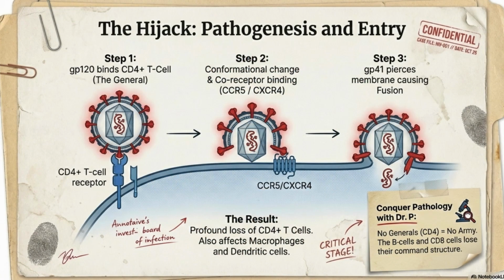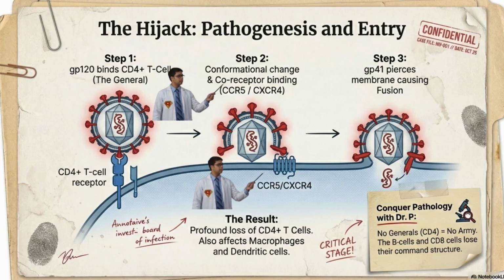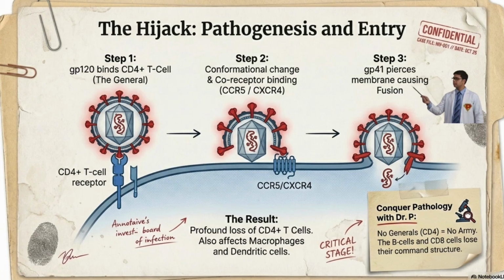How does the crime go down? We call this the hijack. It happens in 3 steps. In step 1, the GP120 binds to the CD4 plus T cell. The virus handcuffs the general. Step 2, it needs an accomplice. It binds to a co-receptor CCR5 or CXCR4. Step 3, GP41, the crowbar, pierces the membrane causing fusion. Once inside, it uses reverse transcriptase to rewrite the code. The cell is now a factory for the enemy.